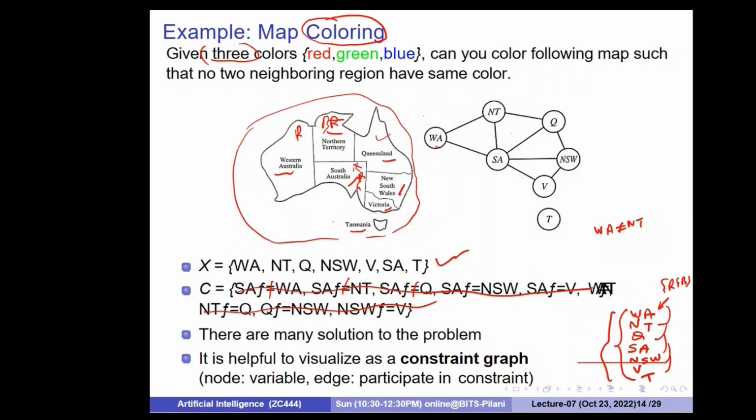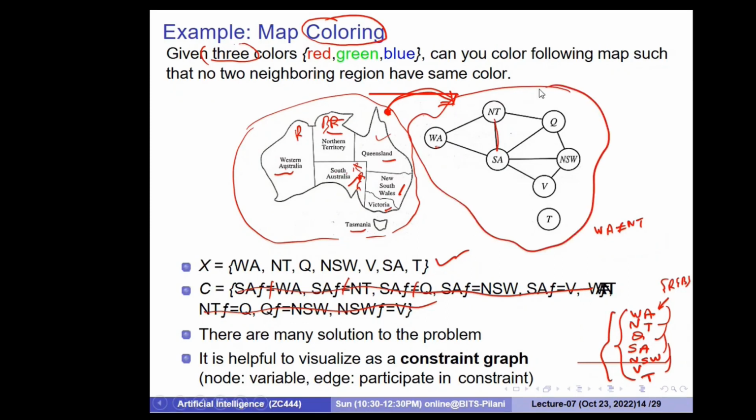Let me tell you this from this particular graph map. I can create this graph. How? Because WA and NT are nearby. When they are nearby, I just draw a line between them. SA and NT, there is a line. SA, Q, New South Wales and Victoria, all of them are connected. So that is how I created this. Any problem in this?